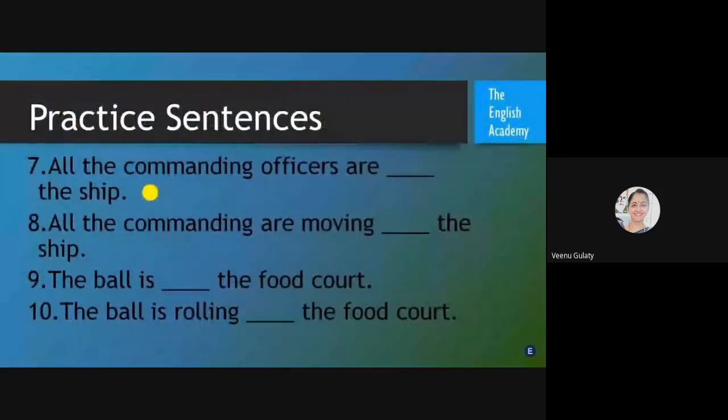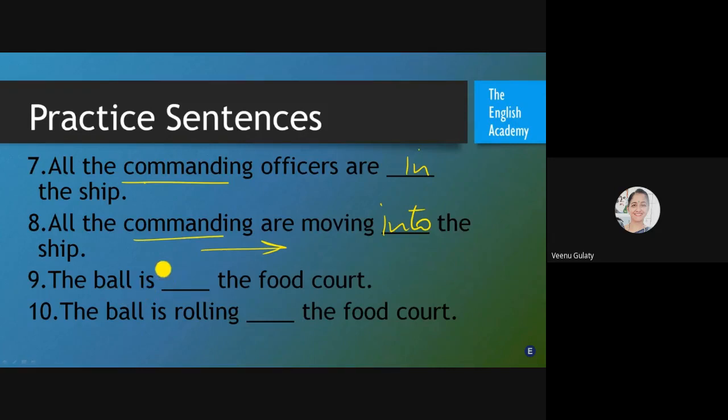Next, few more practice sentences. All the commanding officers are blank the ship. Yes, in the ship. Because they were already in the ship. All the commanding officers are moving into the ship. Now they were outside the ship and now from the board or something, they are entering inside the ship. So movement again, so that's why we are using into.